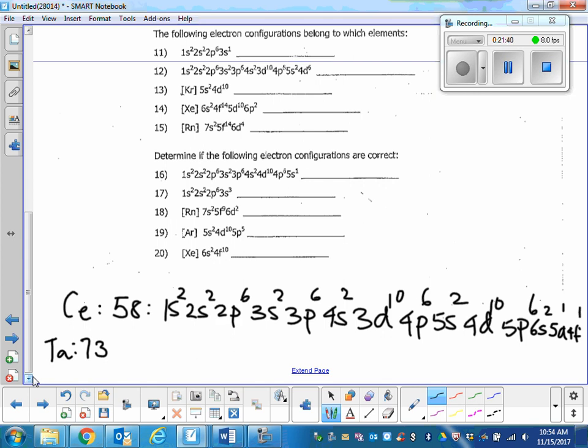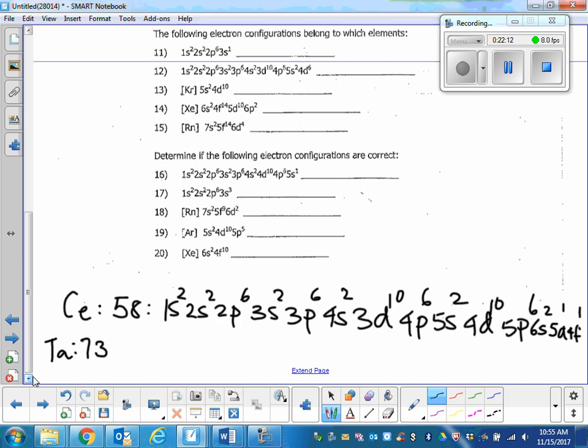Abbreviated means a shortened version. The abbreviated version also has the name noble gas configuration. Now this is the noble gas column. Tantalum is 73. What is the noble gas before that?